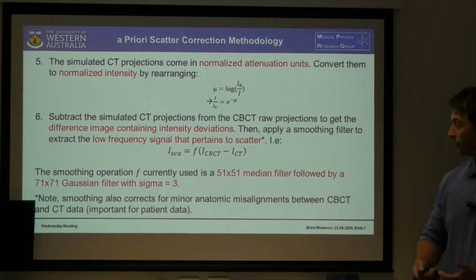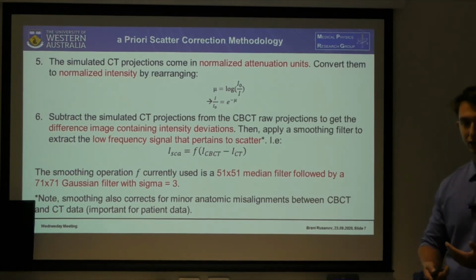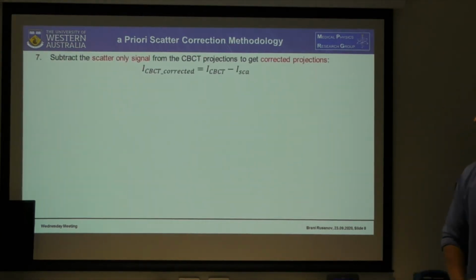And we should note that the smoothing not only extracts the low frequency scatter signal, but it also corrects for minor misalignments which may be present between the CT and CBCT dataset. This is especially important if you're using patient data, because inevitably, even after deformable image registration, you have small misalignments in the projection domain. So the smoothing takes care of those misalignments.